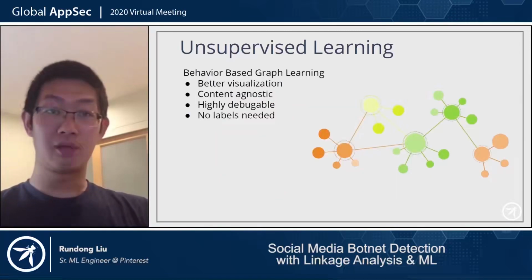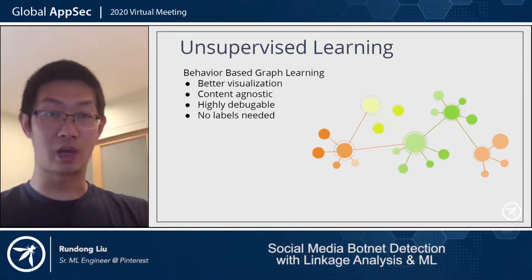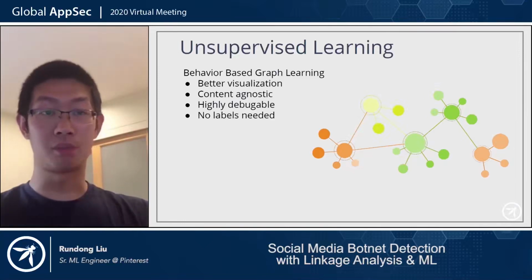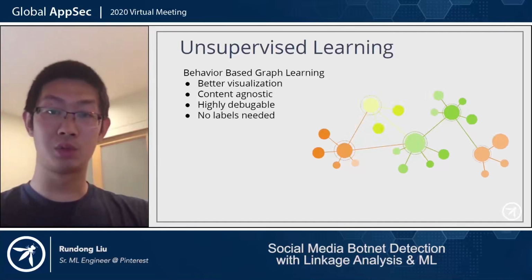Here, we're using behavior-based graph learning. The advantage of it is we have better visualization because it's a graph naturally. We can visualize it just by plotting the edges and nodes. And from the behavior-based method, it is completely content agnostic, which means we don't really care about what users are posting. We can correlate just by their behavior similarity.